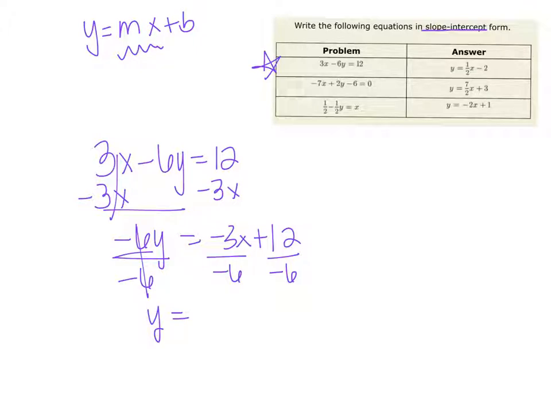A negative 3 divided by a negative 6 is a positive 3/6, which then can be simplified to 1/2. And a positive 12 divided by a negative 6 would be a negative 2. So I have y equals 1/2 x minus 2.